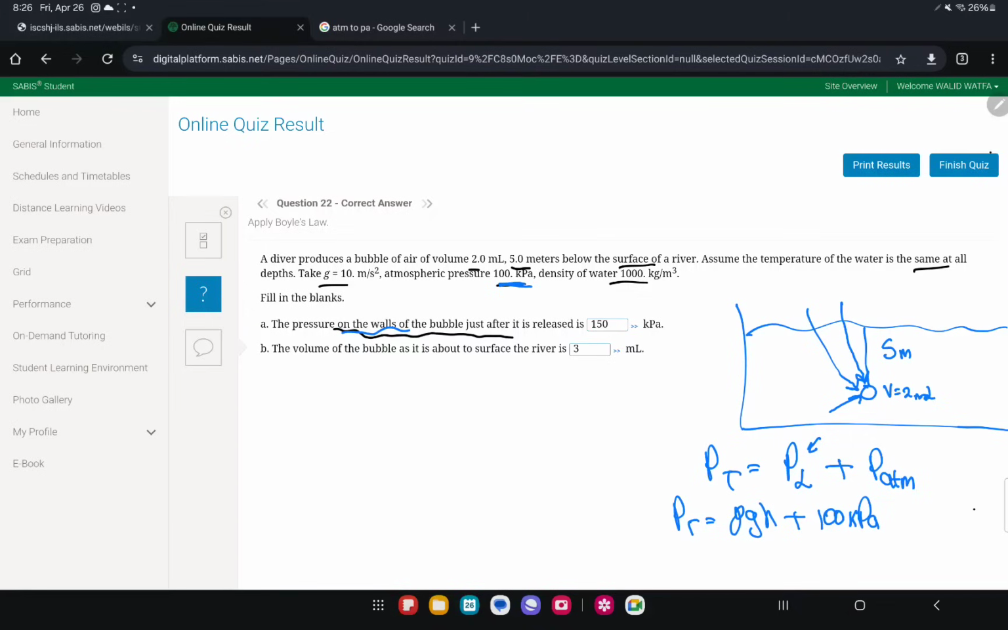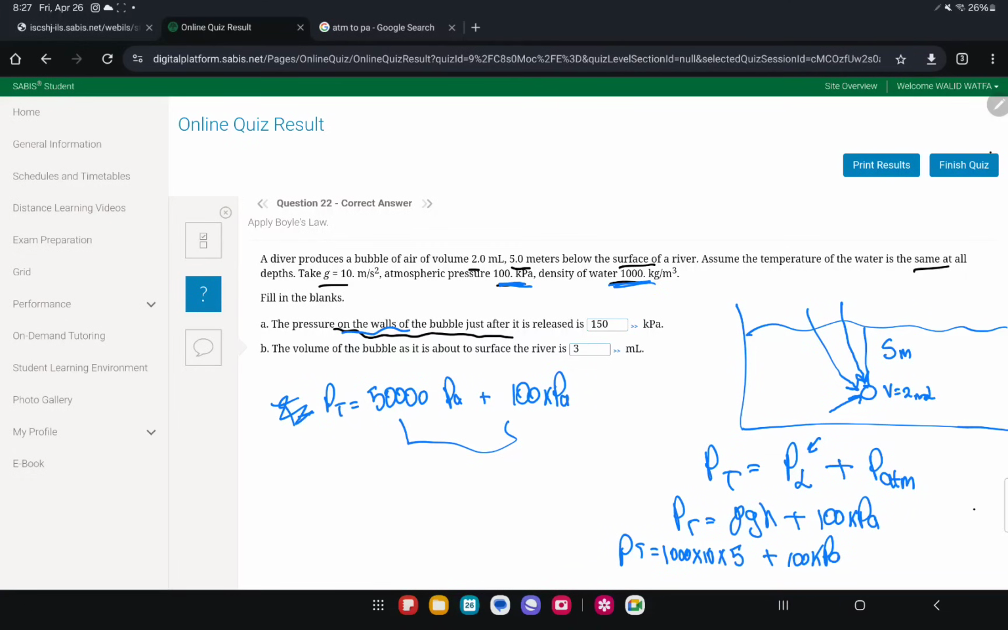In this case, pressure total equals rho gh, so the density of the water, 1000, times 10 times the height, 5, plus 100 kPa. I'm going to continue over here. You're going to get the total pressure: 50,000 Pascal plus 100 kPa.